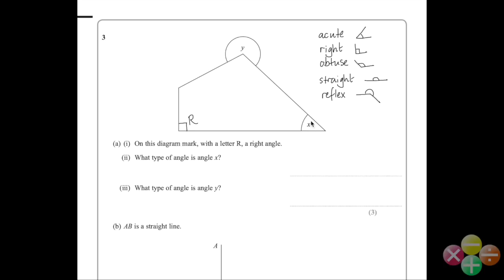What type of angle is angle X? Well, here's angle X. And it looks quite small. In fact, it looks to be less than 90. And on my list, an acute angle is less than 90 degrees. So I write acute there. What type of angle is angle Y? Well, angle Y seems to be very big. It actually seems to be more than a straight angle, and it looks to be greater than 180 degrees, but less than 360 degrees. So if I look across, I can see that would be a reflex angle.